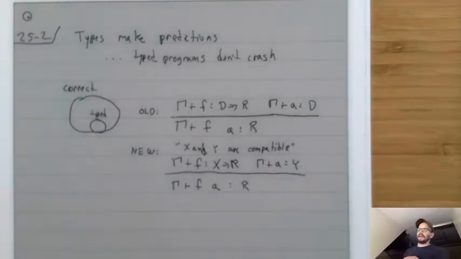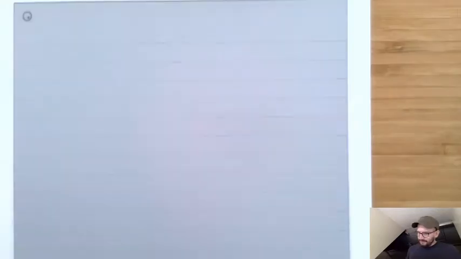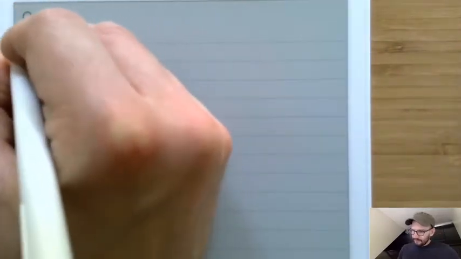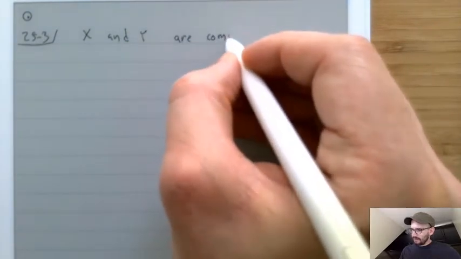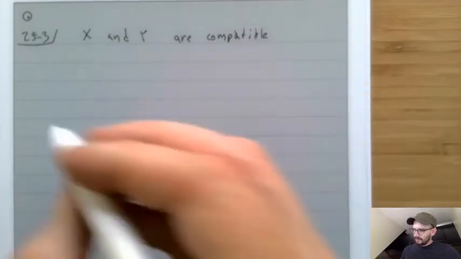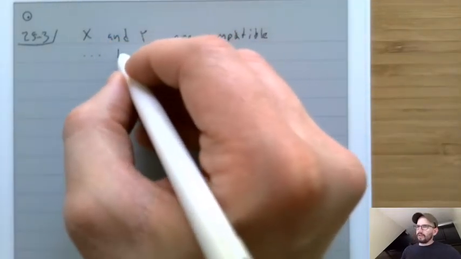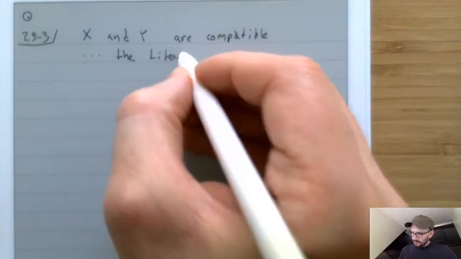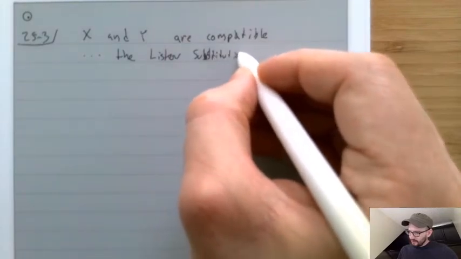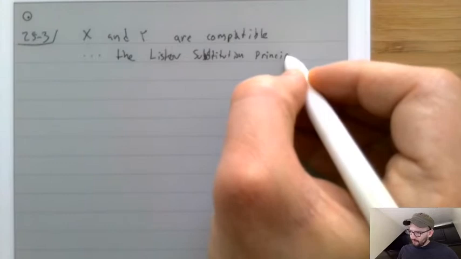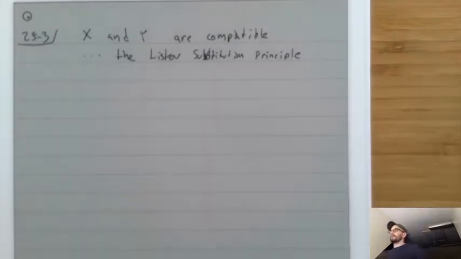Right? X and Y have to be compatible. Now, what does it mean to be compatible? The rule that we're going to use for compatible, X and Y are compatible, is going to be what's called the Liskov substitution principle. This is named after Barbara Liskov, a Turing Award winner.